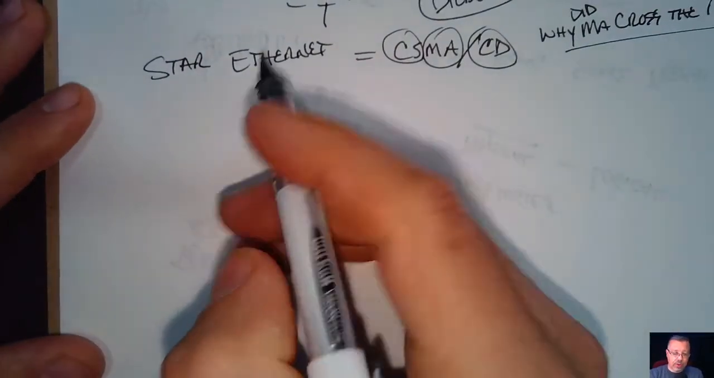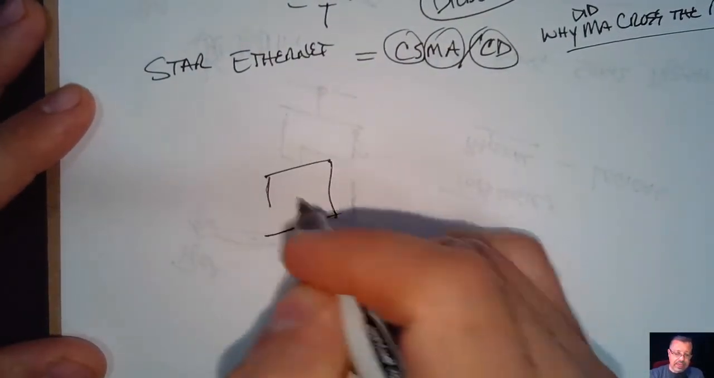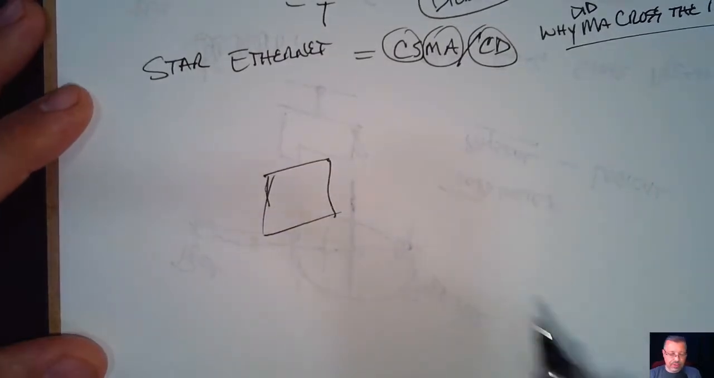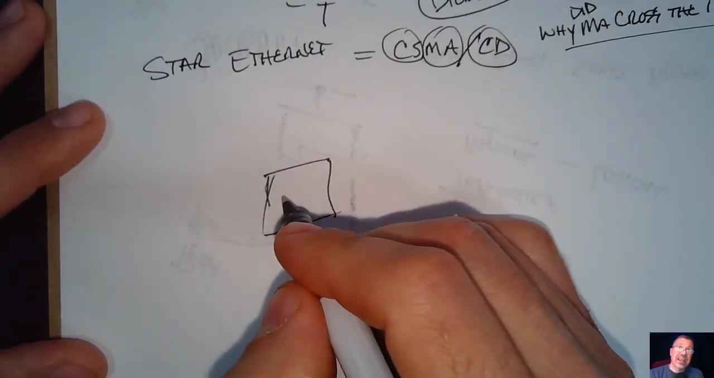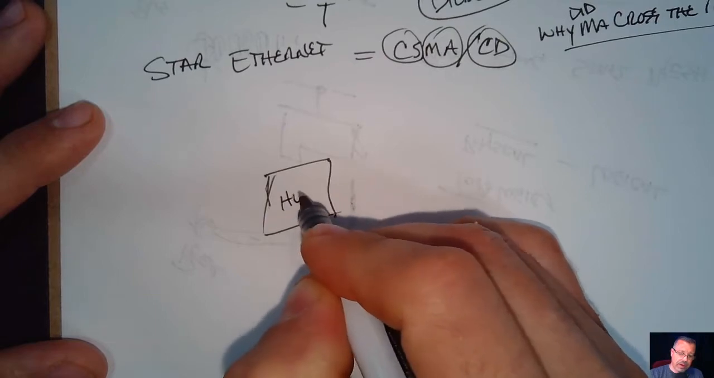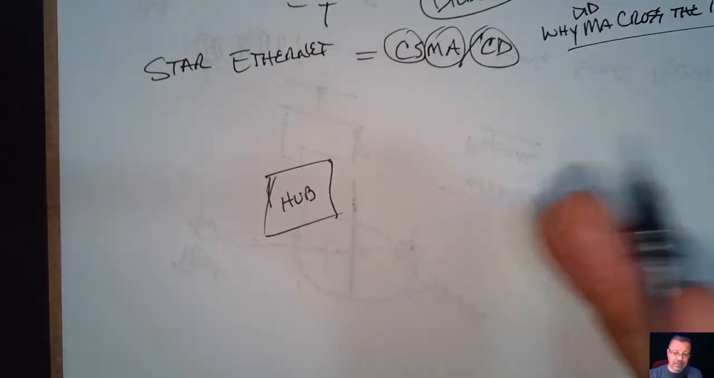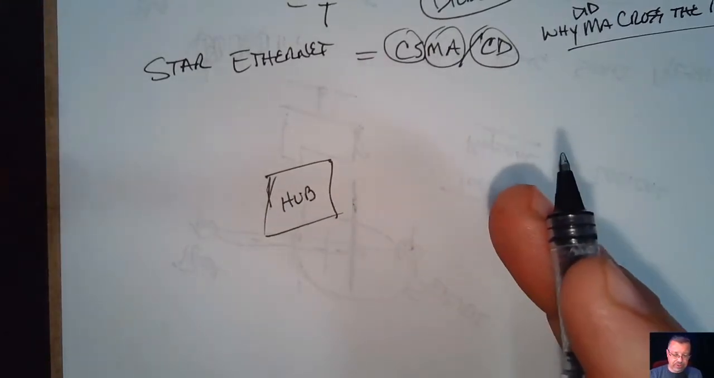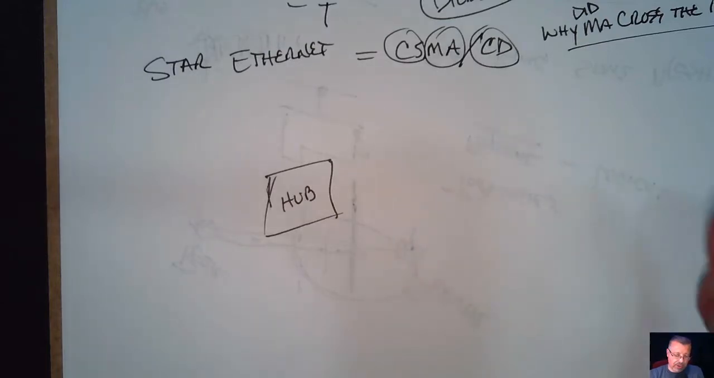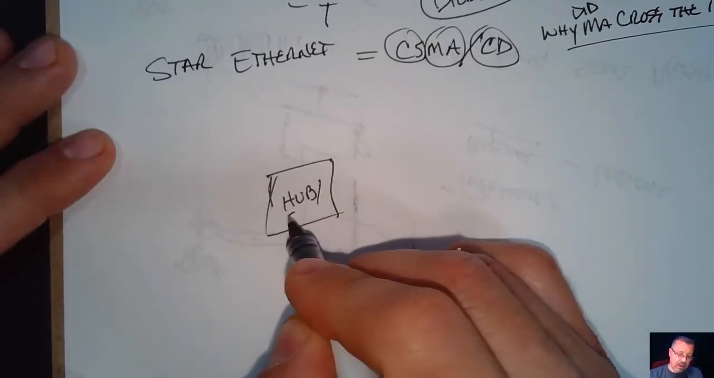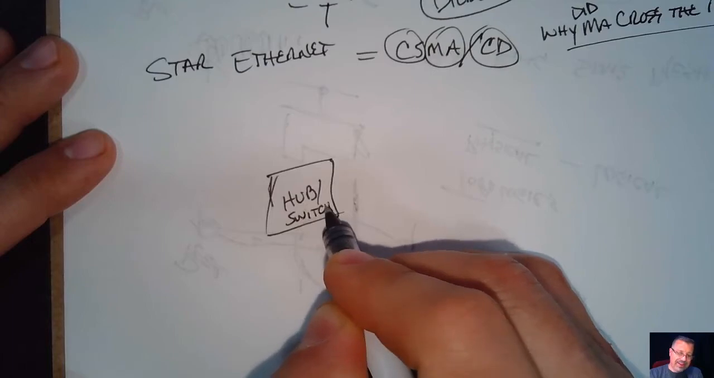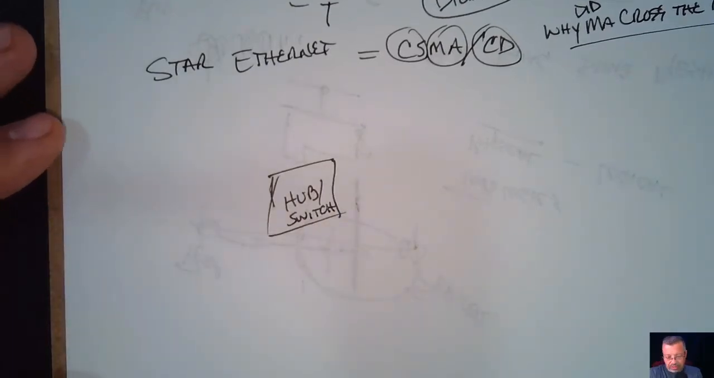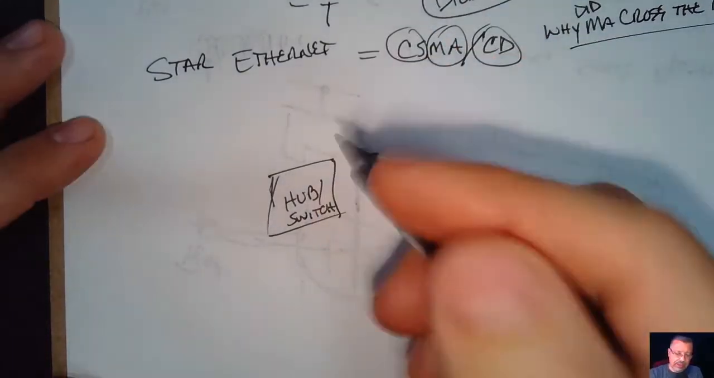Okay, so Star Ethernet is 99 point whatever percent of what you're going to see today. It's going to have a device. Now I'm going to put a hub here. Typically it's going to be a switch. We don't know the difference logistically yet between a switch and a hub, so right now we'll say they're the same. Today it's going to be a switch, but it technically could be a hub.